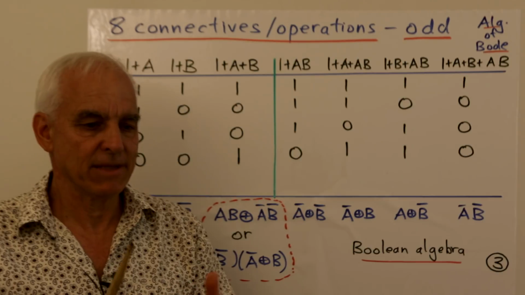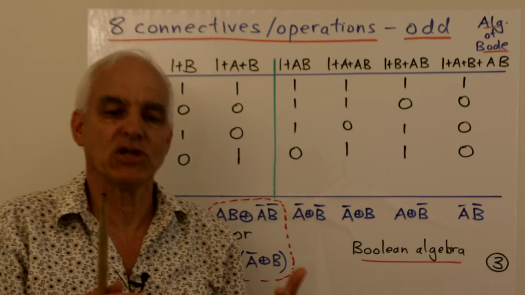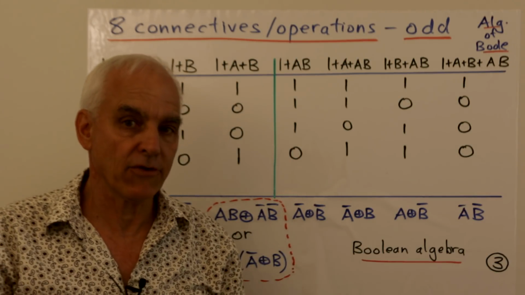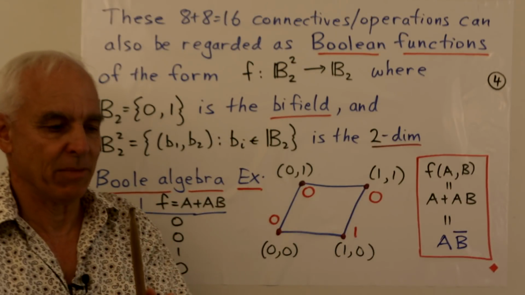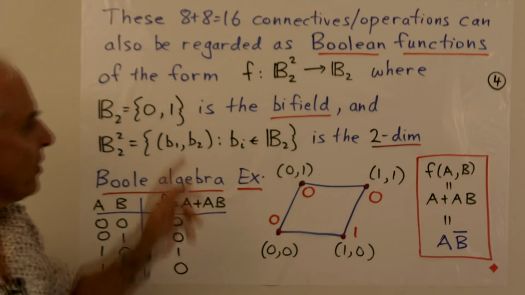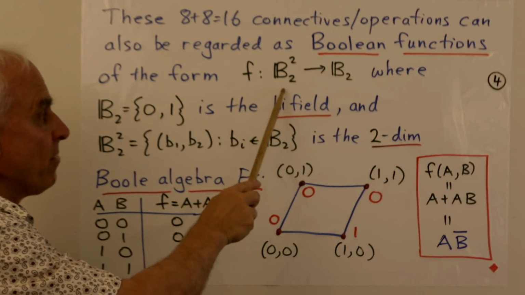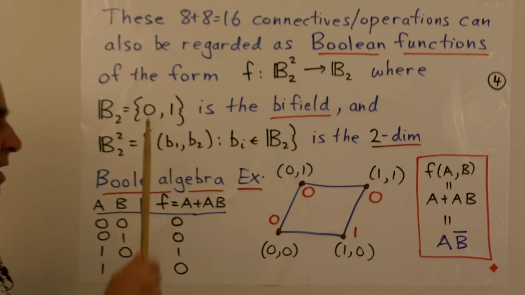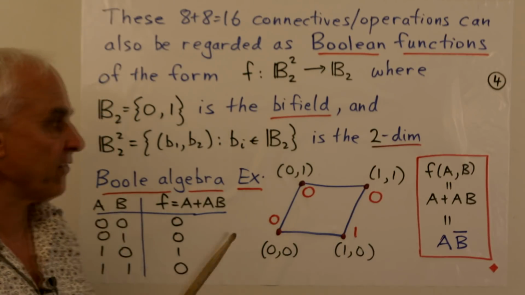Then we get something that maybe shouldn't be called operations anymore, or connectives. They're just sort of functions of inputs. And they play a big role in circuit analysis. So we just want to shift our orientation just a little bit with respect to these 16 connectives or operations. They can also be regarded as Boolean functions. These are functions from B2 squared to B2, where B2, 0, 1 is our standard bifield. It's the basic arithmetical framework that everything is built on.